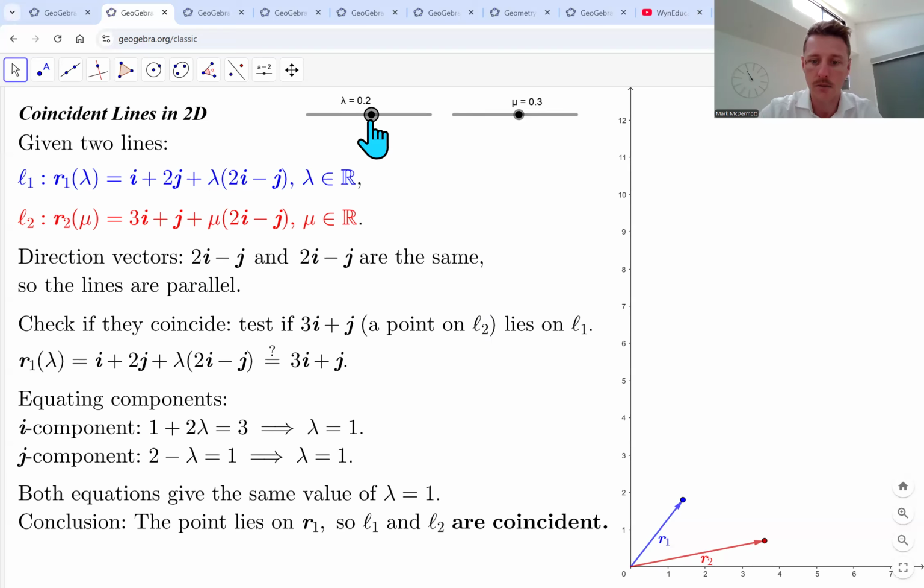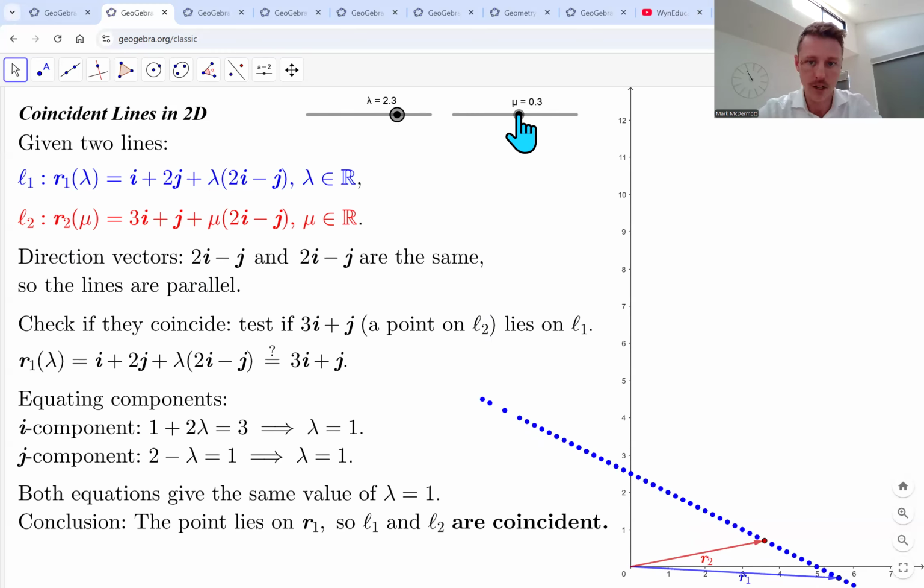Okay, here's a diagram to sort of see. This is the line that R1 traces out in blue. And you'll see that when we trace out R2 now by changing mu, you can see that they're coincident.